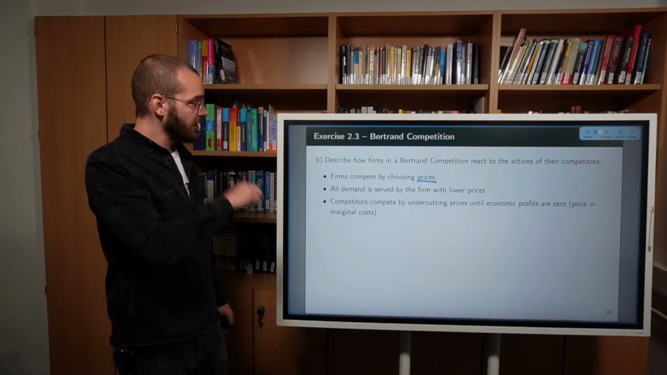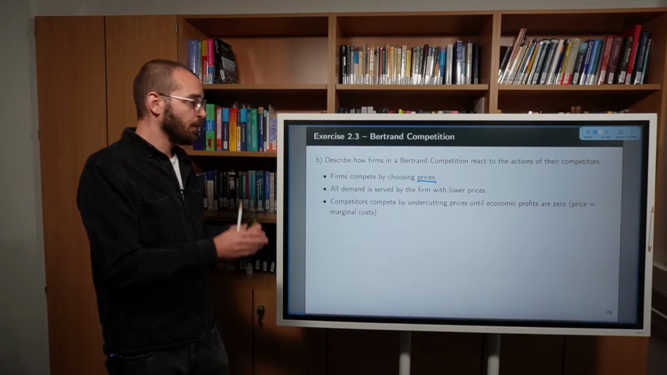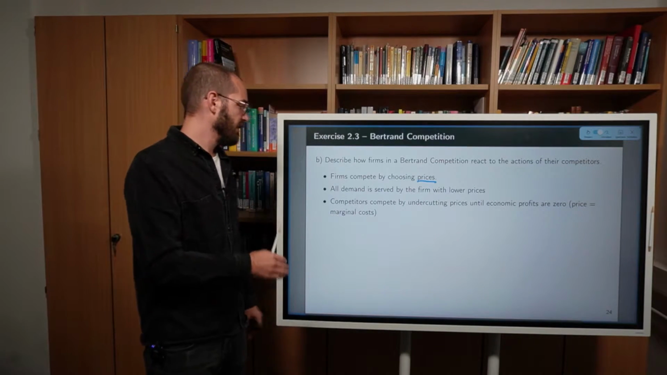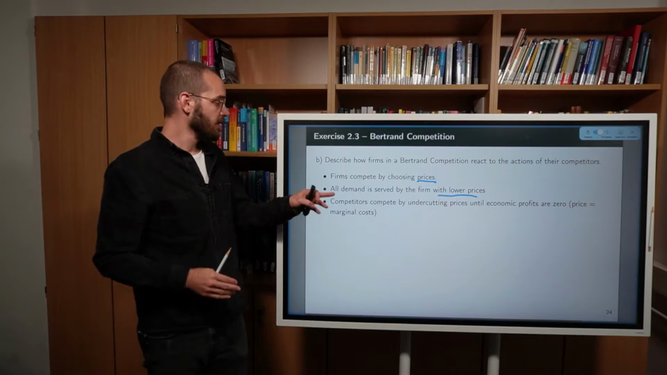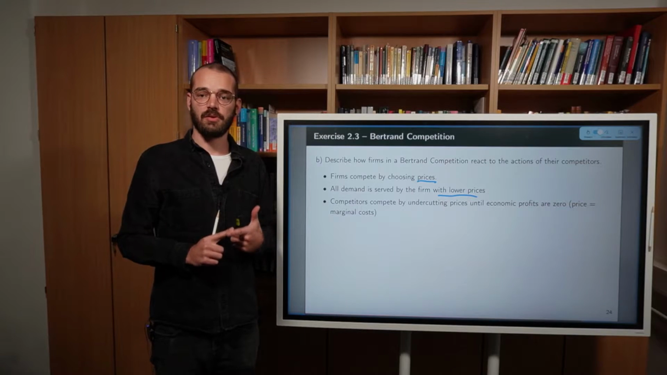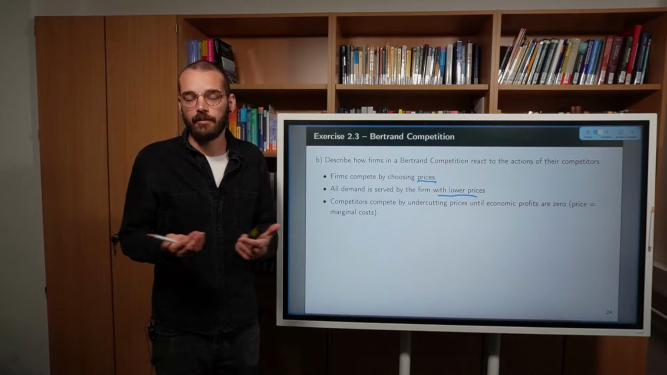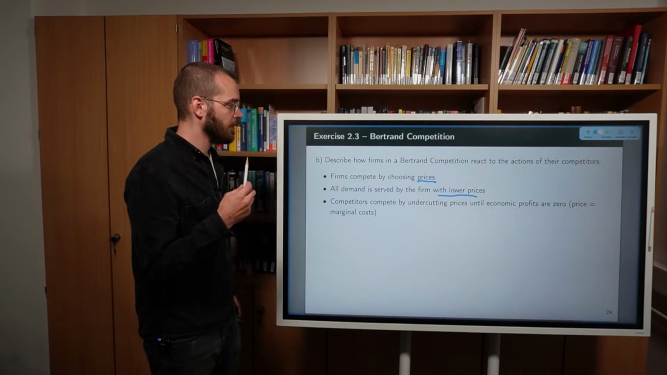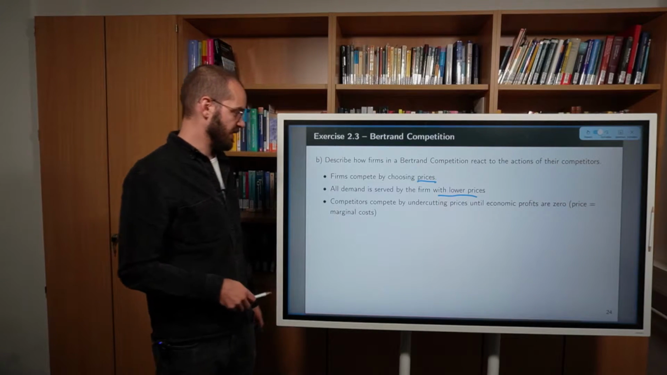Second, we now need to understand that in the Bertrand competition model with homogeneous goods, the first key result is that all demand is served by the firm with the lower price. All right? And the key words are: firms are choosing prices strategically, and second, we have homogeneous goods, so consumers really don't care from which firm they buy other than for the price they are asked to pay. So they will always all buy from the one firm that is offering the lower price. All demand is served by the firm with lower prices.